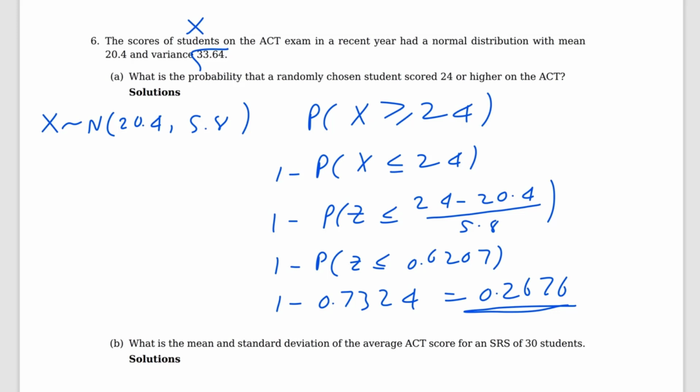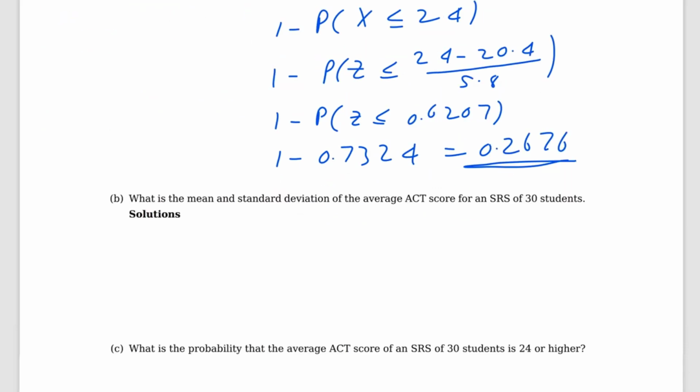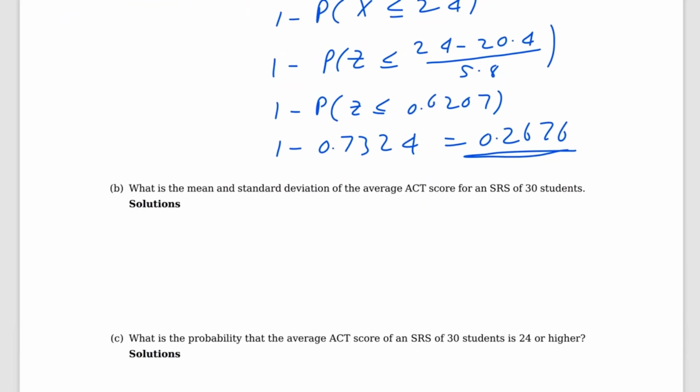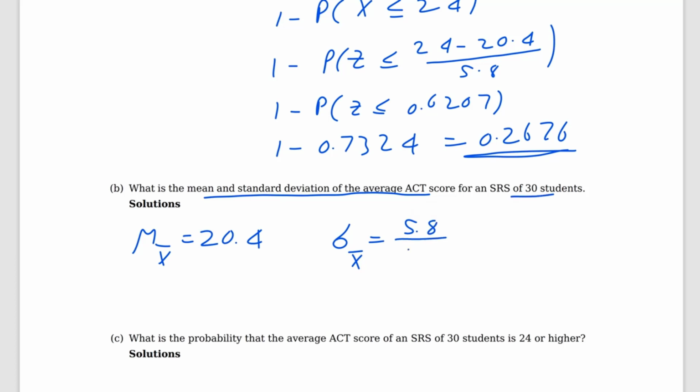So give me actually a couple of minutes. I need to give a quick explanation. Then this asks what is the mean and standard deviation of the average ACT. So then asking mu x bar. You know that is the same thing as mu, and asking sigma x bar. So this is sigma x, 5.8, divided by the square root of 30 students. So this answer is 1.059. Okay, 1.059. Understood that?